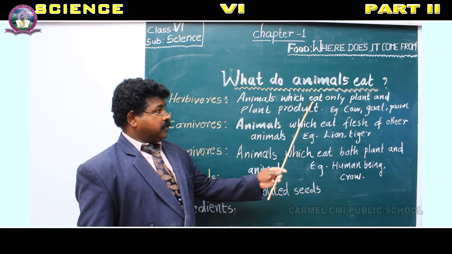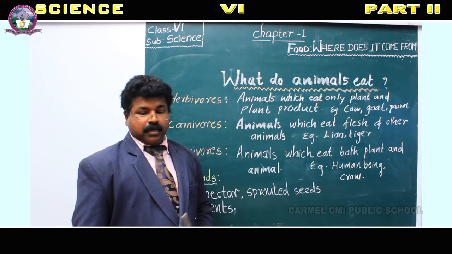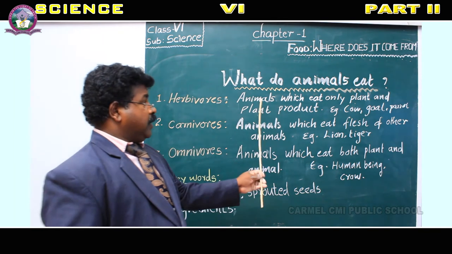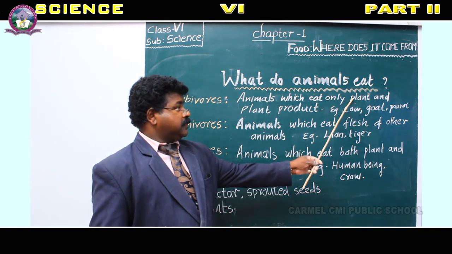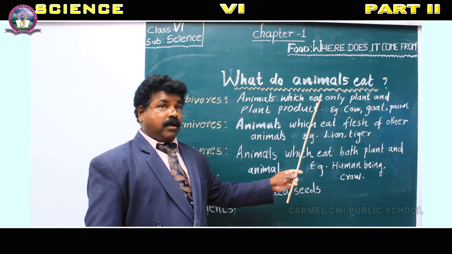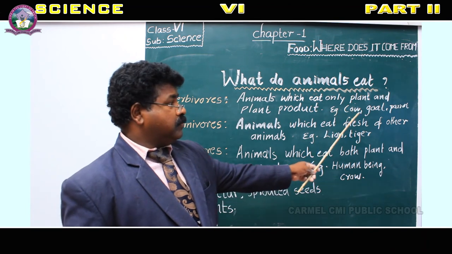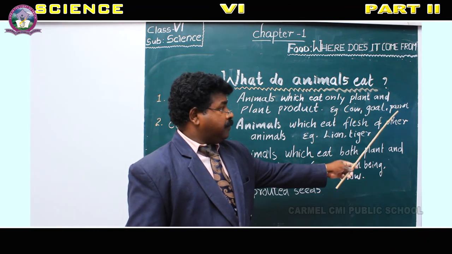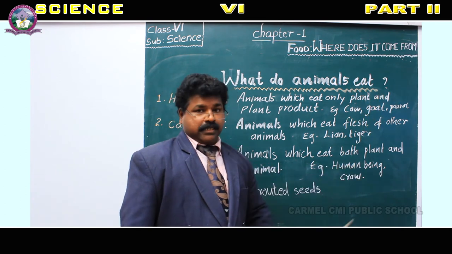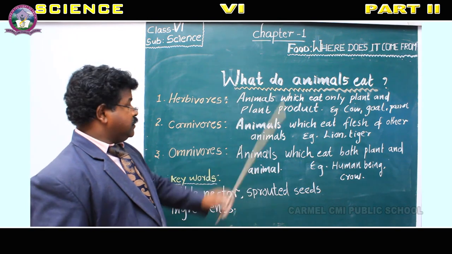Animals which eat only plant and plant product are called herbivorous animals, or herbivores. Examples for herbivores: cow, goat, sheep, parrot, etc. are examples for herbivorous organisms.